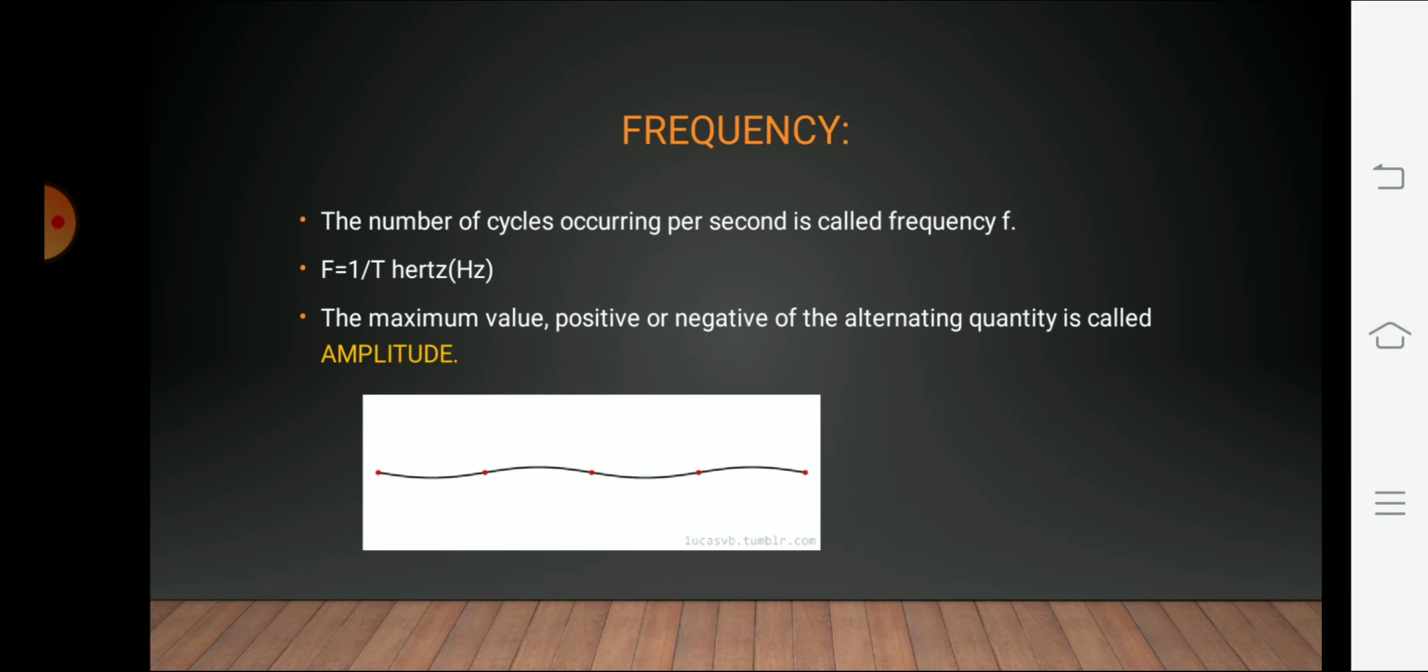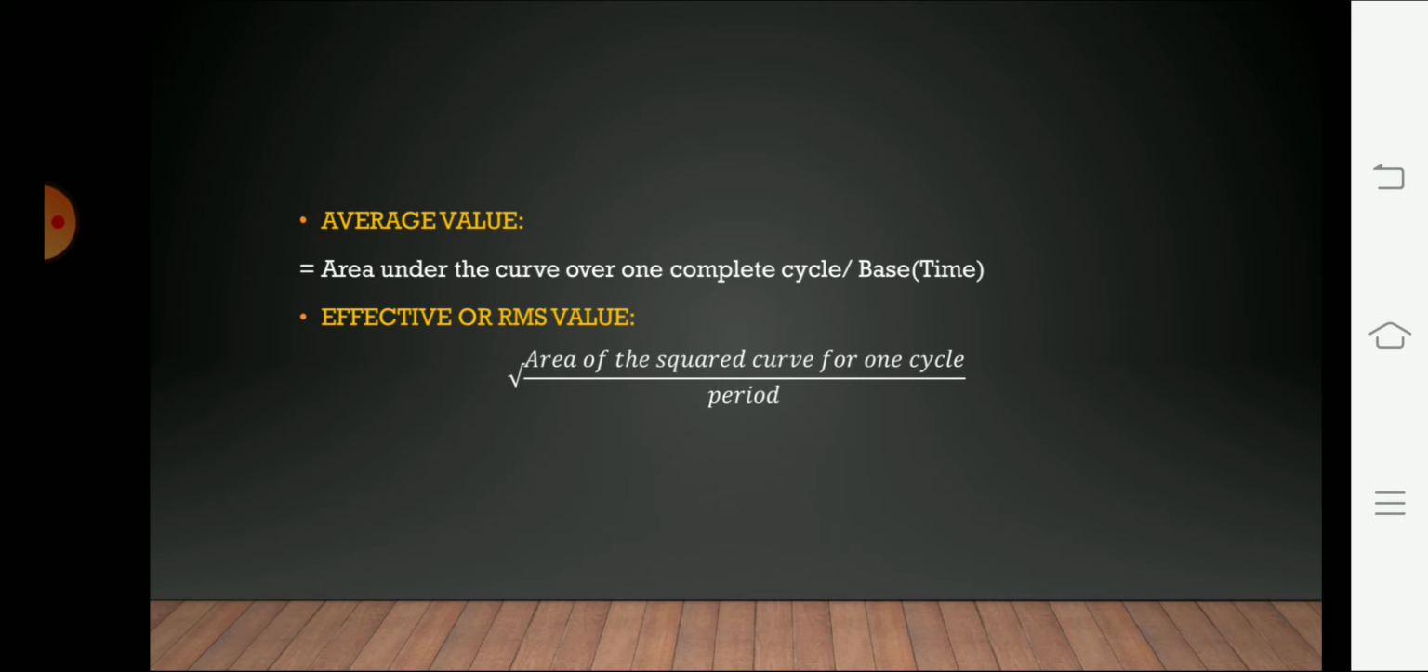Next we see the frequency. The time taken to complete one cycle, or the time interval T after which the waveform repeats itself, is called the time period of the quantity. The number of such cycles occurring per second is called frequency. So f is equal to 1 by T. The unit of frequency is hertz. The maximum value, positive or negative, of the alternating quantity is called the amplitude.